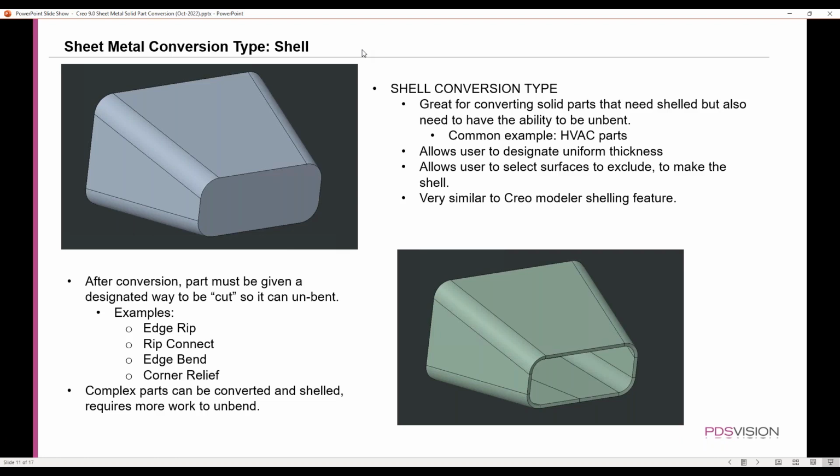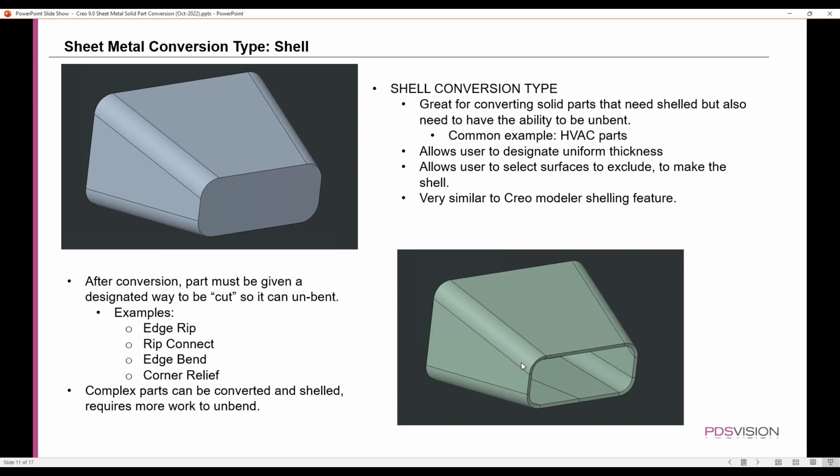With the shell though, after conversion, the part has to be given a designated way to be cut so that it can be unbent. As you can see here in this part, it has been shelled, but there is no feature here showing a cut or a separation. So if you try to do an unbend feature directly after shelling, it's not going to allow you to do it. It's going to give you an error. So there are ways to go in and add that feature so that the unbending is possible.